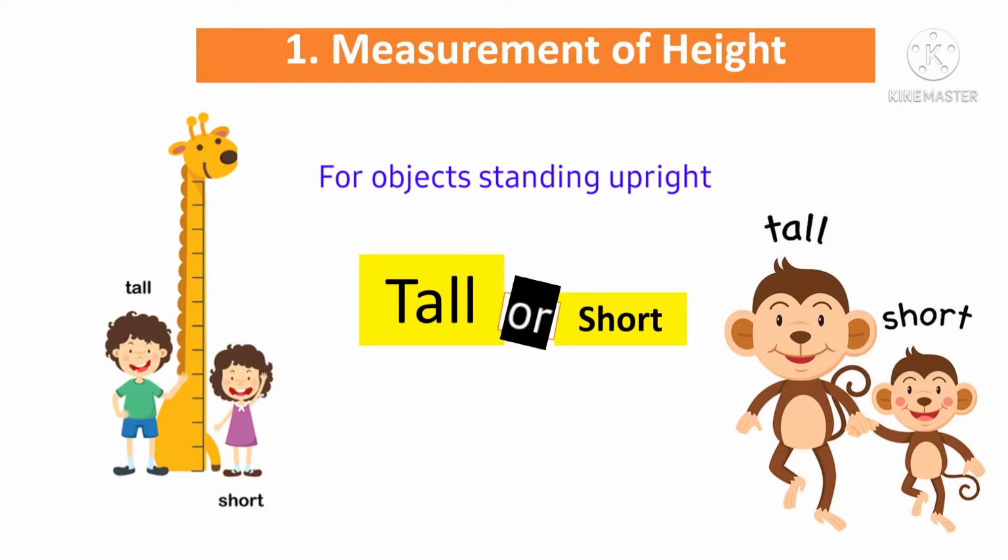Here, we will comment on objects as tall or short. We measure the heights of the objects and comment as tall or short for those objects that are standing upright. On our left, we can see a boy and a girl. The boy is tall and the girl is short. On our right, we have two monkeys. The first monkey is tall and the second monkey is short.